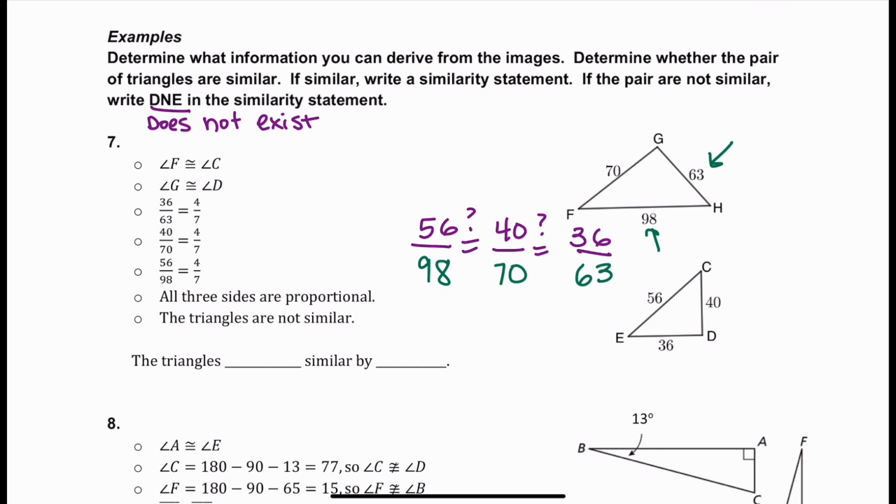So 40 over 70 reduces to 4/7. So that is a true statement. I'm going to just check that box on the homework assignment. 36 over 63 reduces to 4/7. That's a true statement. I'm going to check that. And 56 over 98 is a true statement. So all three sides are proportional. The triangles are similar by side, side, side similarity. So I would only check the boxes that I can tell are true from the picture.